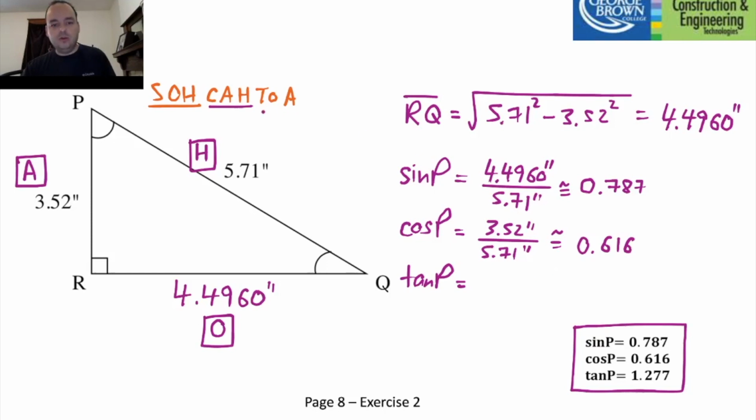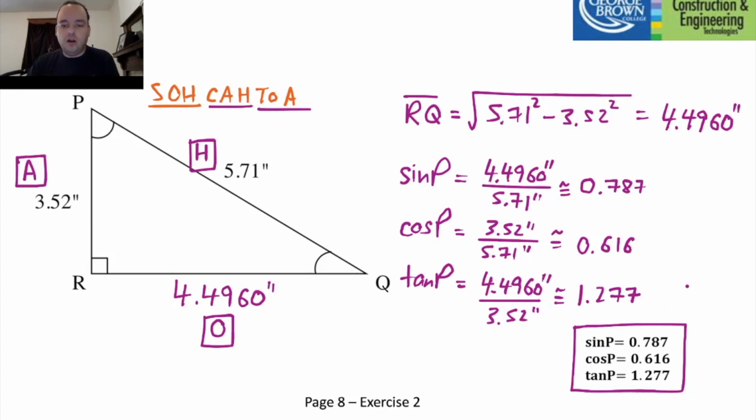Tan P, here we go. So tan is opposite over adjacent. So that is 4.4960 inches divided by, and the adjacent is 3.52 inches. So if we divide those numbers, we get 1.277. So that's pretty much the comprehensive study of all the ratios of the angle P.